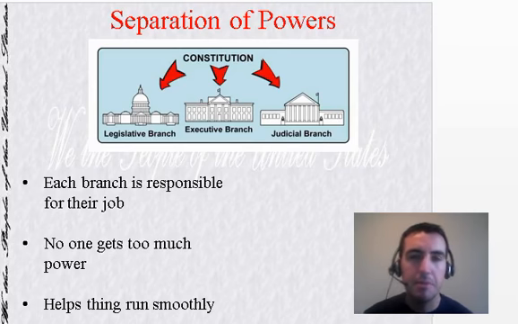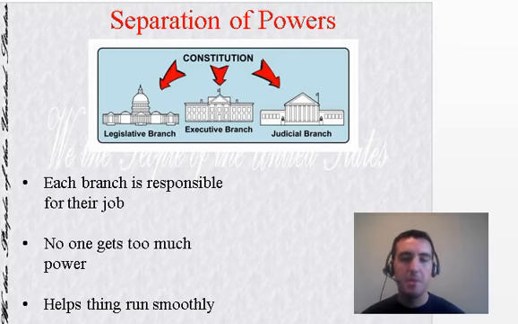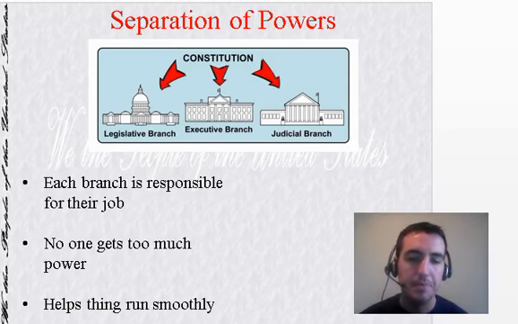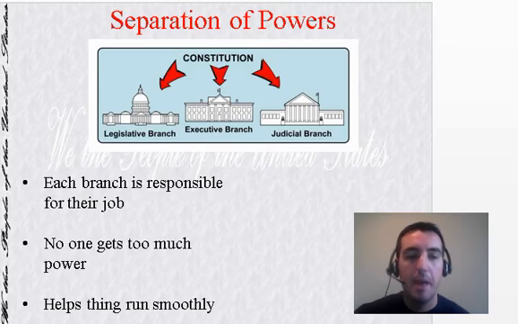So here's separation of powers. Remember, that's one of our big ideas for the pod. Those things are going to pop up quite often throughout the whole pod. Remember, separation of powers just means that the power is split up. The Constitution makes it so there's not just one group that has all the power. There's three groups that have power: the legislative branch, the executive branch, and the judicial branch. Each branch is responsible for their job. No one gets too much power and it makes things run smoothly. It's kind of like splitting up the work. Instead of one person having to do all the work, it'd be a lot better if there was three people. So they split it up to make things run a little bit more smoothly and make sure that there's not one group that has too much power.